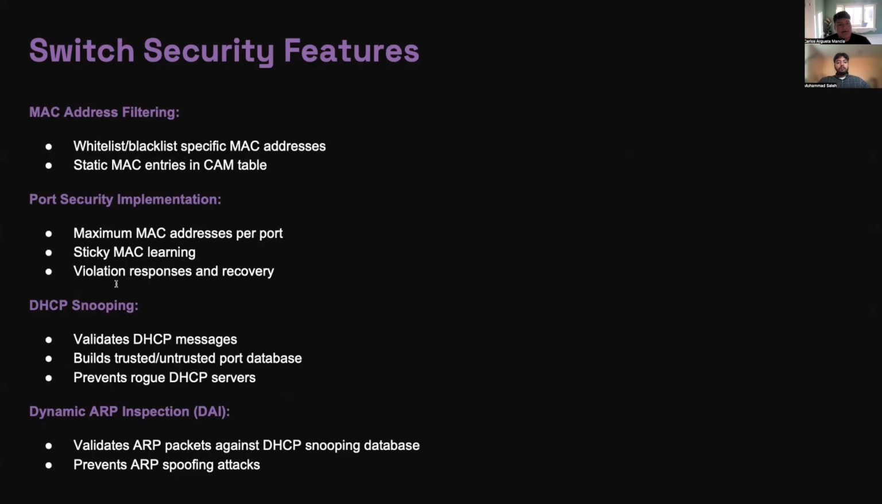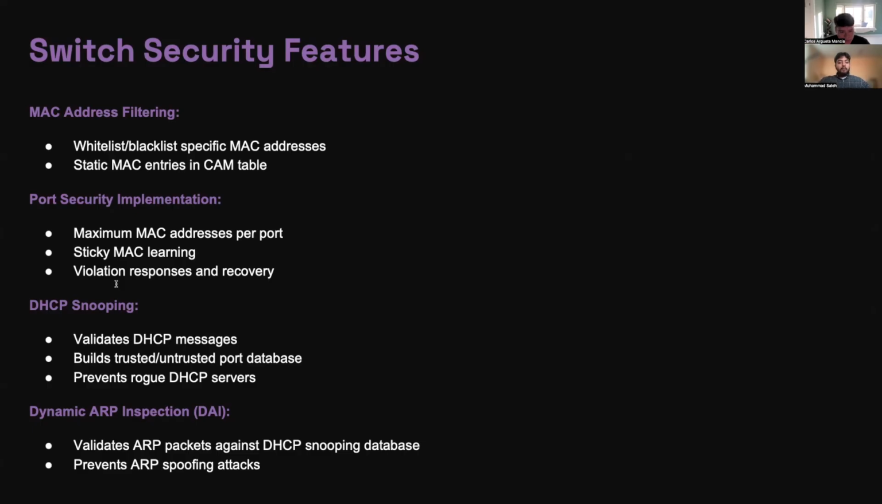So if we talk about the switch security features, Mohammed, can you? Yep. So MAC address filtering, we can whitelist or blacklist specific MAC addresses, and we can add static entries in the CAM table, like we mentioned before. For the port security implementation, we can have maximum MAC addresses per port, or we could have sticky MAC address learning. So the first MAC address that is learned on the port, it's gonna stick with that. If another person comes in and plugs another device into that same port, it's gonna say, no, you can't do that. And whatever you set the violation response to, it's gonna do that. You could just say shut down, and it's gonna shut down that port if another device comes and plugs in.